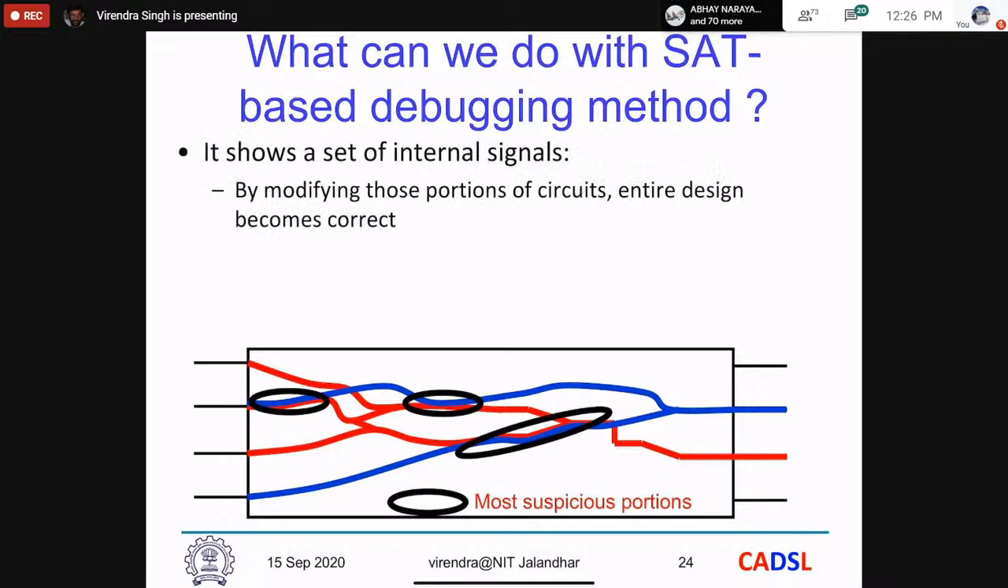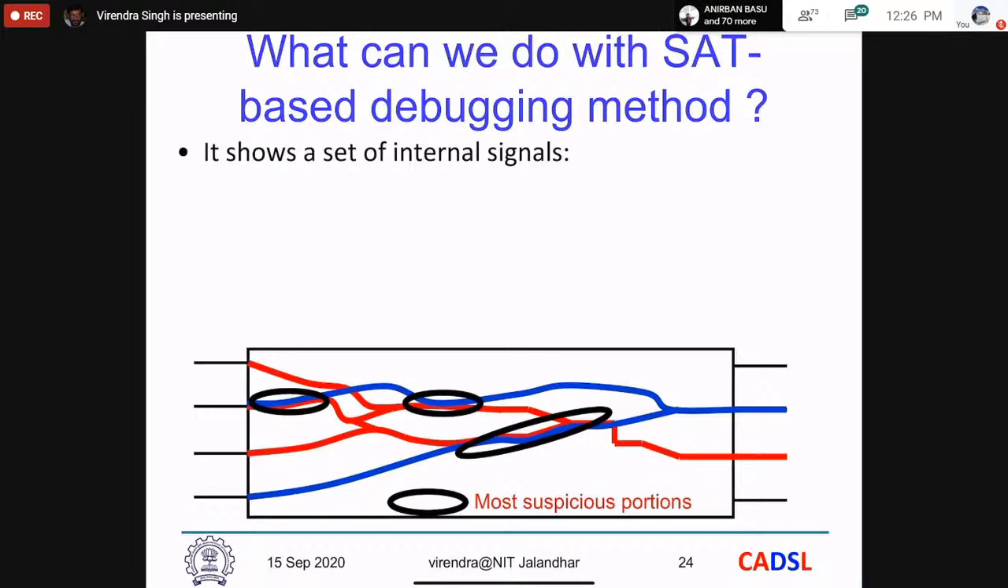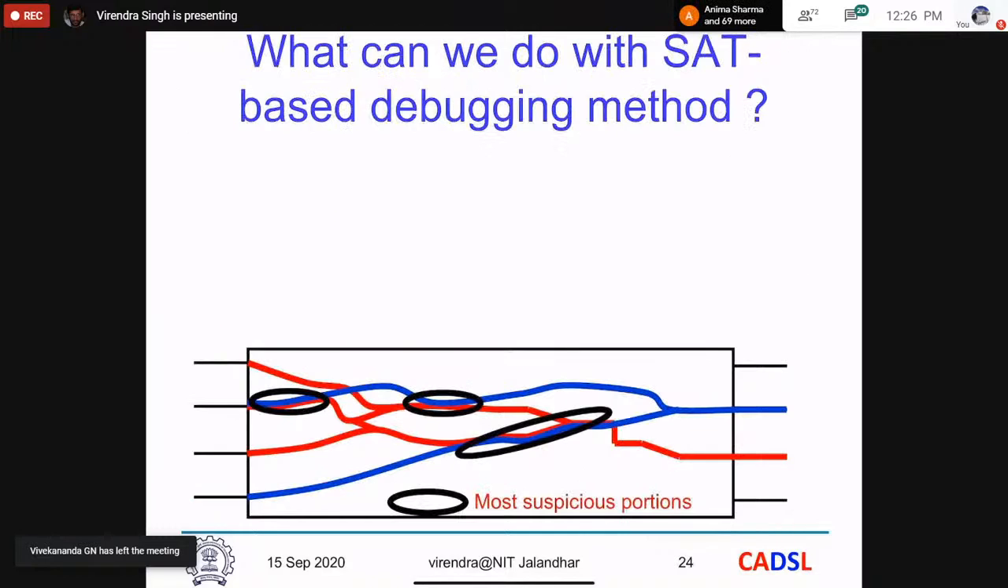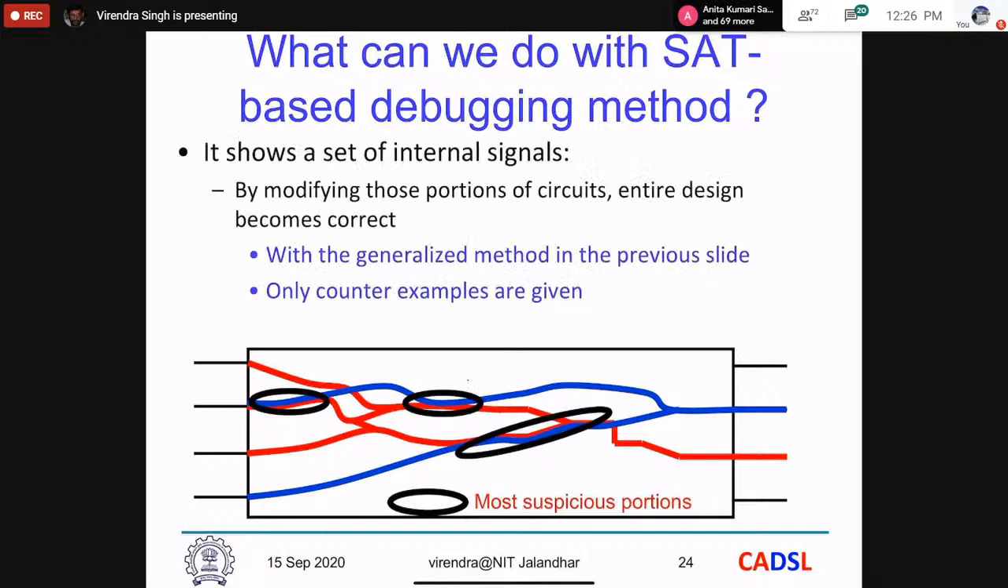Now we did that SAT based debug methodology. I can figure out that for that particular counter example, I know what should be the value of T. Now we get a set of internal signals for here, for here, for here. By modifying this portion of the circuit, the entire design can become correct. And now you can generalize this methodology for multiple counter examples.